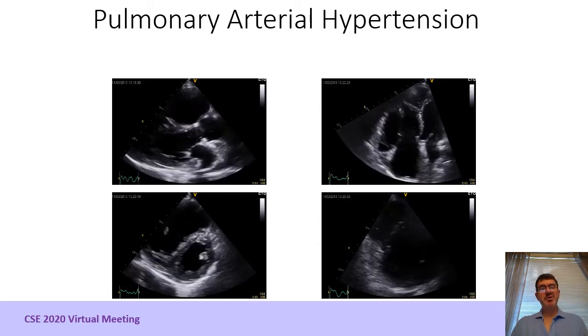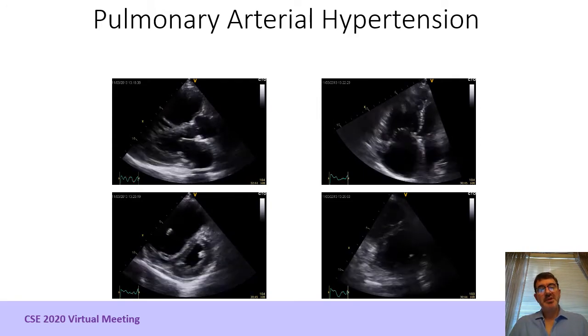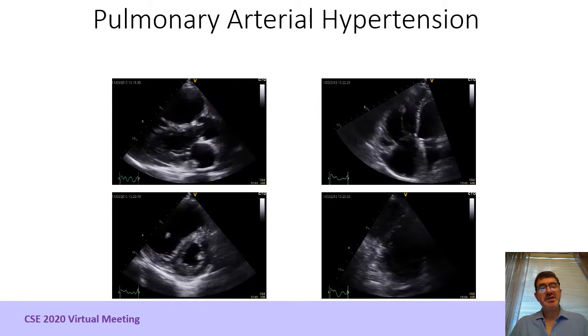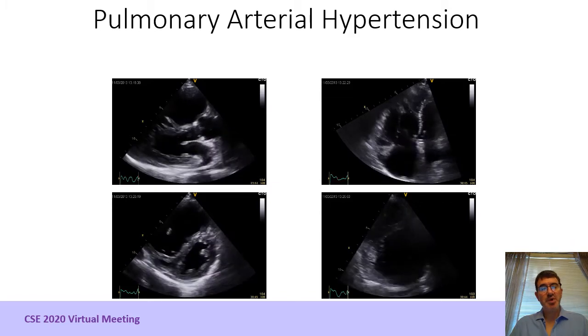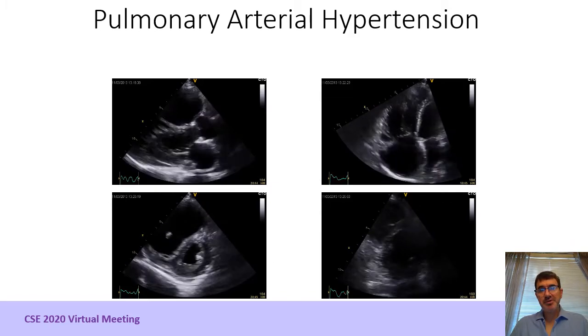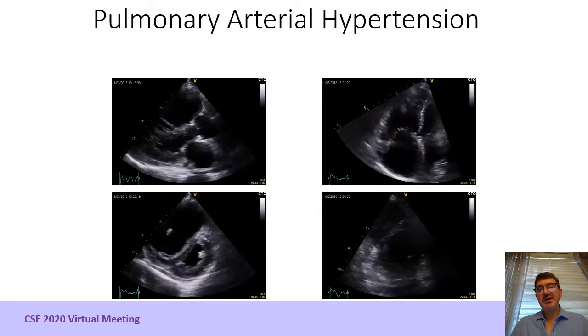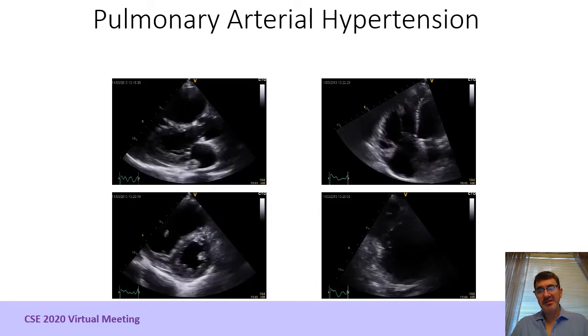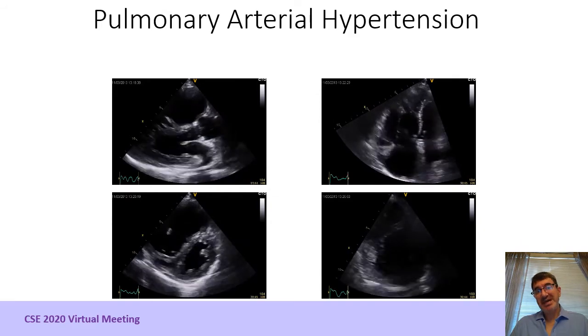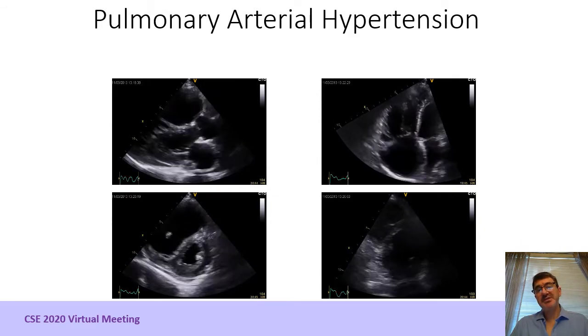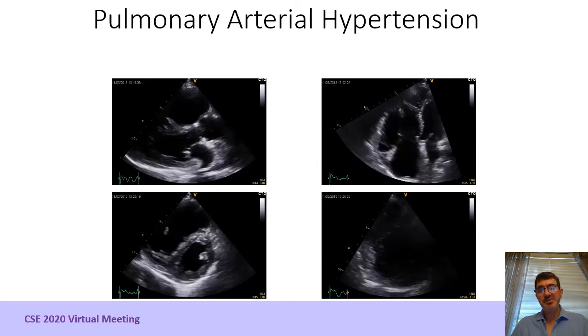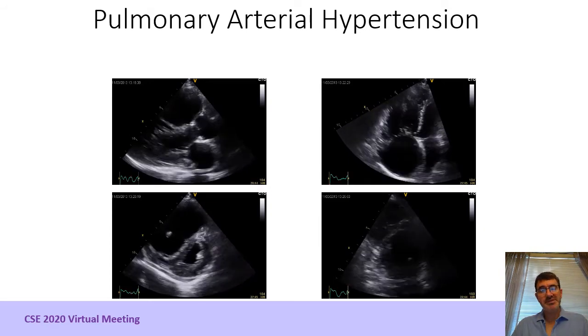Here we have a case of pulmonary arterial hypertension. From the upper left panel, we see a severely dilated right ventricle and a relatively squashed left ventricle. In the upper right panel, we again see a severely dilated right ventricle. The tricuspid annulus seems to be moving quite well, but we can see that the ventricle is mostly rocking as opposed to moving inwards or base to apex.